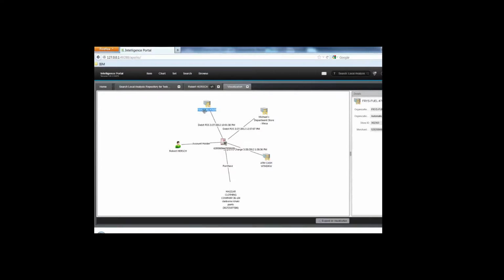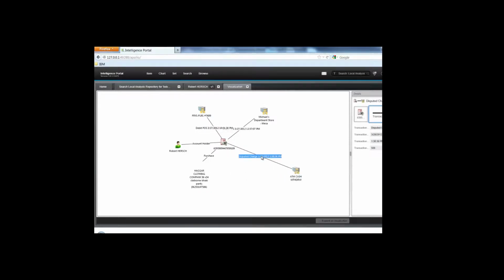He sees that there have been a few purchases on Mr. Hirsch's credit card. He also sees the disputed charge that was reported by Mr. Hirsch. As he expands on the visualization, he also sees that there were several other disputed charges associated with a convenience store ATM. This is highly suspicious, so at this point he decides to forward the case to an analyst at corporate headquarters to take a deeper look.